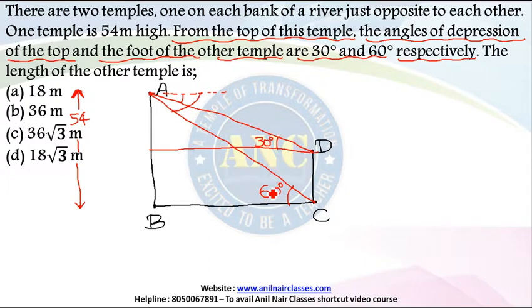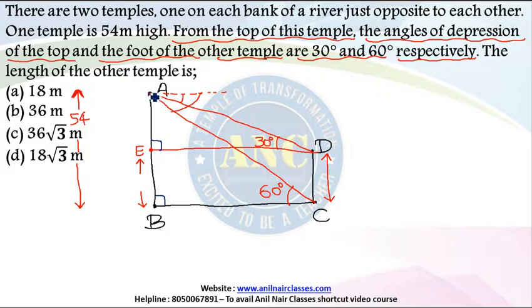The length of the other temple is how much? That means this DC or CD value, please find it, or CD is absolutely equal to EB value. Find out the value of EB or find out the value of CD. That is the question. Now see here, sir. Again, let us not use all those tan 30, tan 60 and waste our time. This is 90 degrees. This also is 90 degrees. Same analogy I will implement.